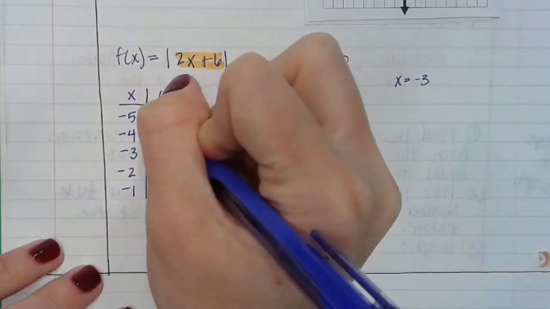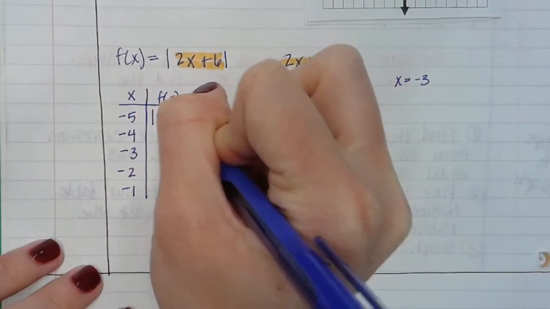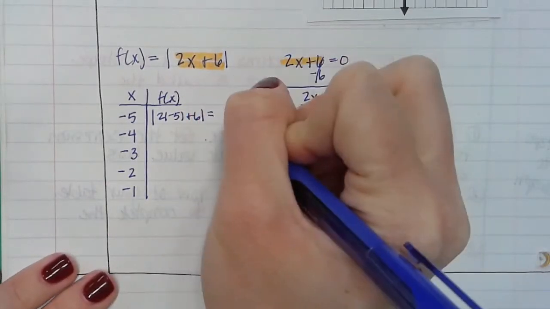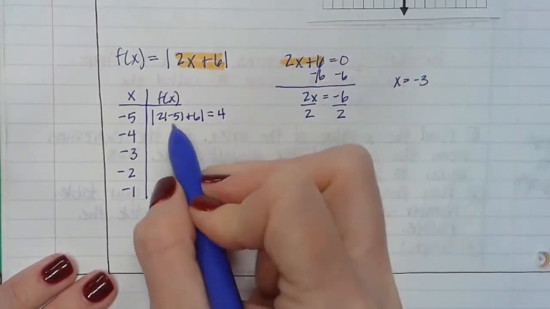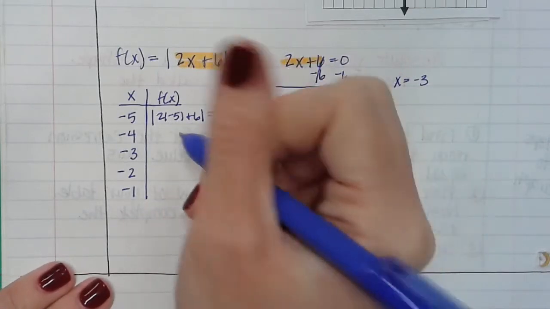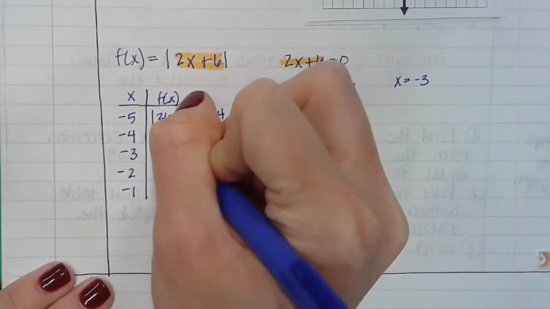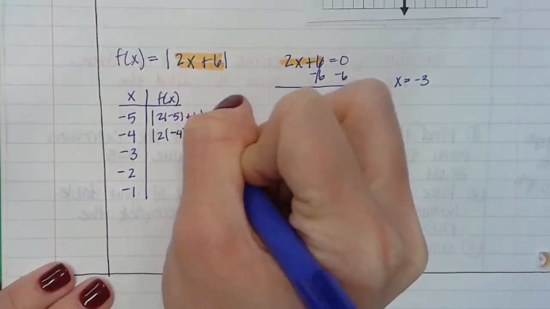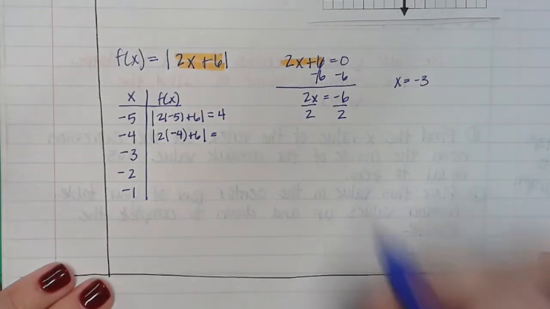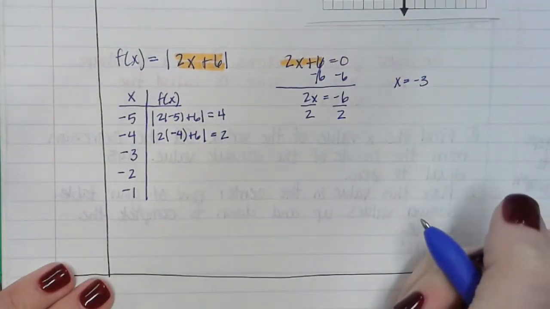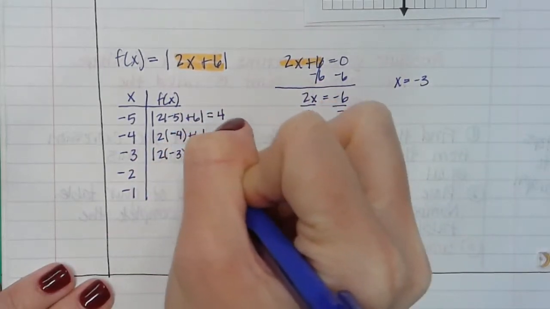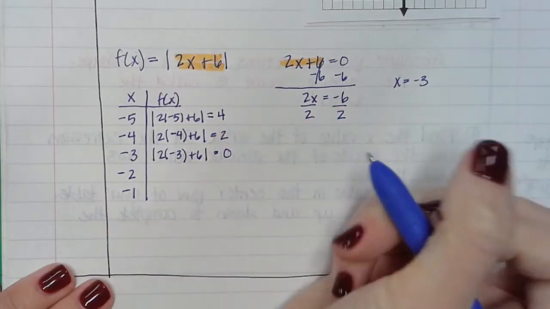So if I plug in a negative 5, I would get 2 times negative 5 plus 6, which gives me a 4. 2 times negative 5 is negative 10, plus 6 is negative 4, and the absolute value is positive 4. Then I want to plug in my negative 4, so 2 times negative 4 plus 6. 2 times negative 4 is negative 8, plus 6 is negative 2, the absolute value of which is positive 2. Plug in the negative 3, so 2 times negative 3 plus 6 will give me 0.